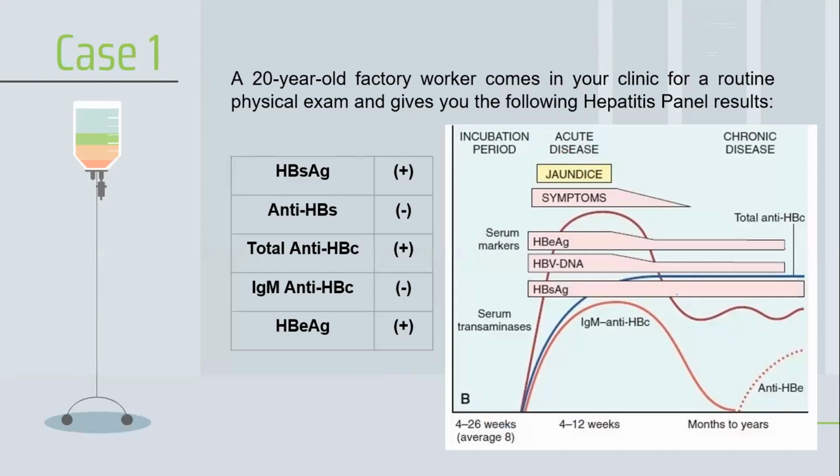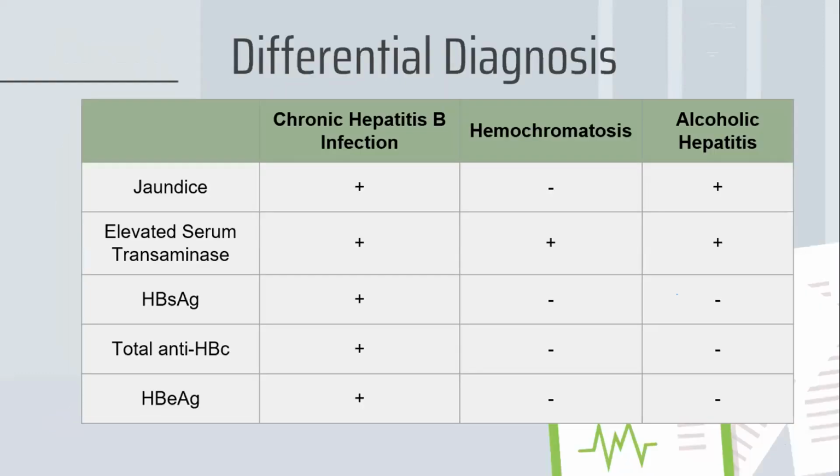For differential diagnosis, we have hemochromatosis and alcoholic hepatitis. Hemochromatosis is ruled out because it is negative for jaundice, because patients with hemochromatosis will manifest bronzing of the skin, and also it is negative in the hepatitis panel. And alcoholic hepatitis is negative in the HBsAg, the hepatitis panel. So for the final diagnosis, we come up with chronic hepatitis B infection.